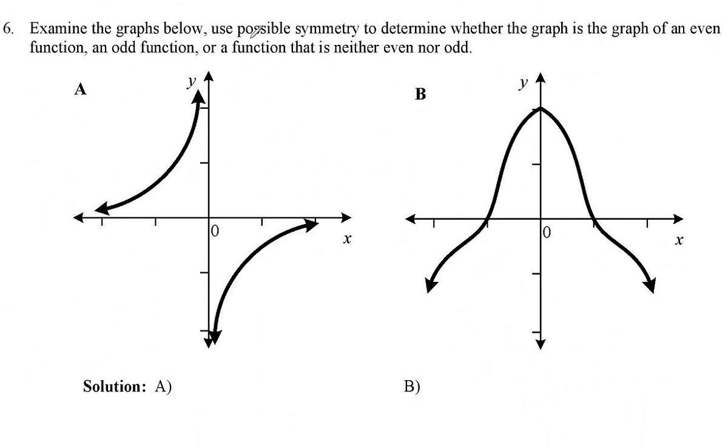We're looking at graphs here for symmetry, and then to determine whether the graph is even or odd. So remember that even graphs are y-axis symmetry and odd graphs have origin symmetry. So for graph A here, this has got origin symmetry. If you rotate it around the origin 180 degrees, then you get the same graph again. So you've got rotation symmetry around the origin. So here we've got origin symmetry. And remember, when you have origin symmetry, that means that the function is odd.